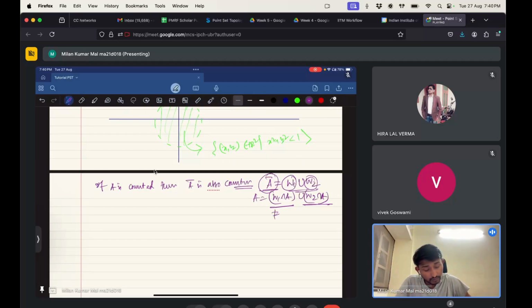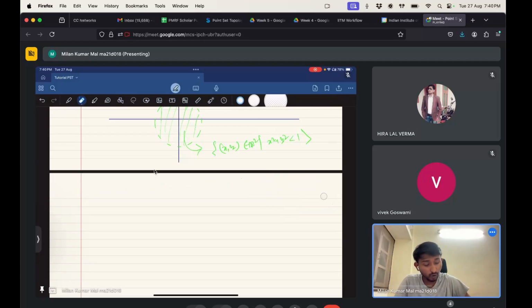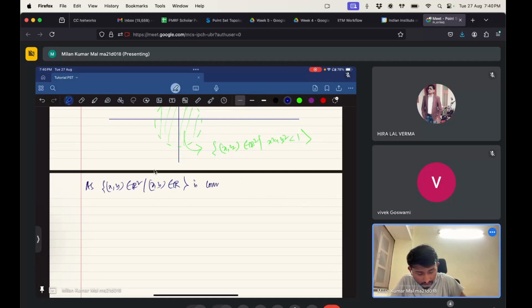That means A will be disconnected. Okay, but the point is that A connected means A closure is connected. So here, what I want to show is that as this set, (x, y) belonging to R square such that (x, y) belongs to R, is connected, then this set will be connected.